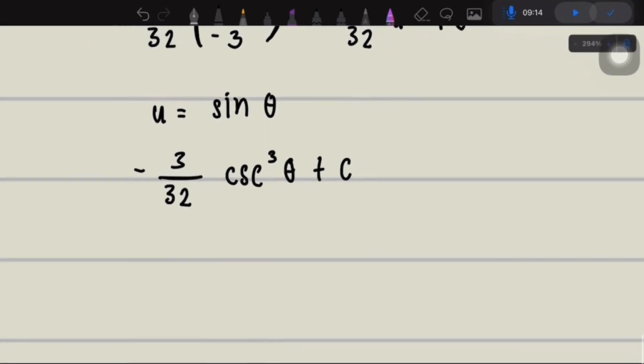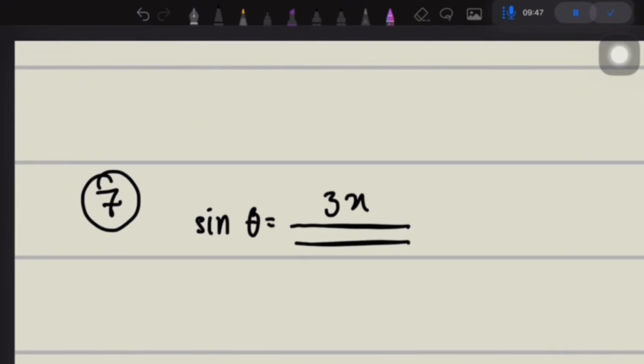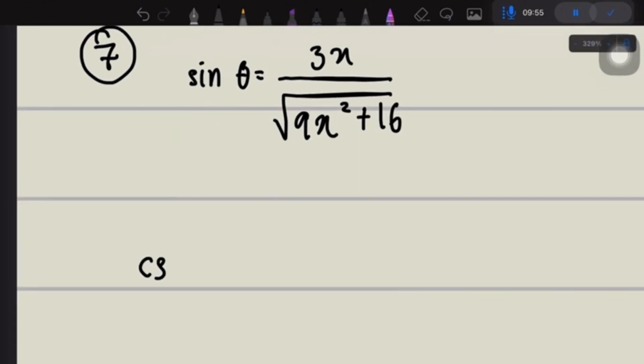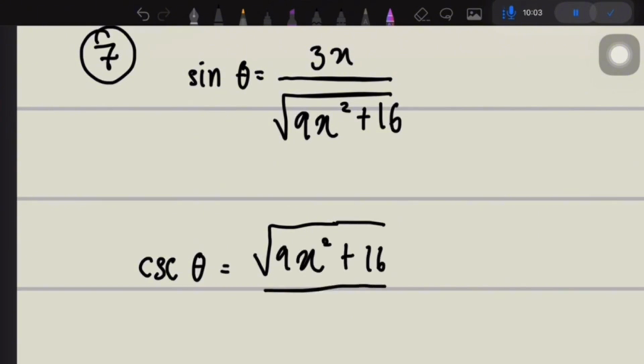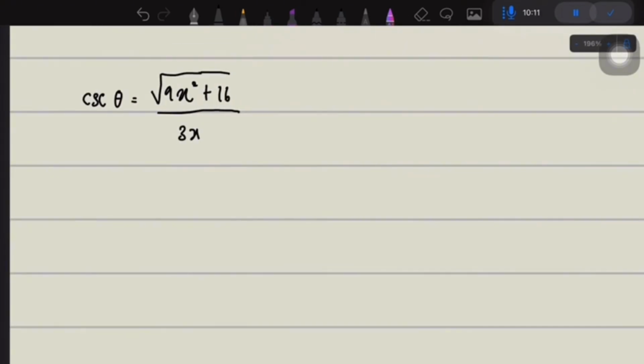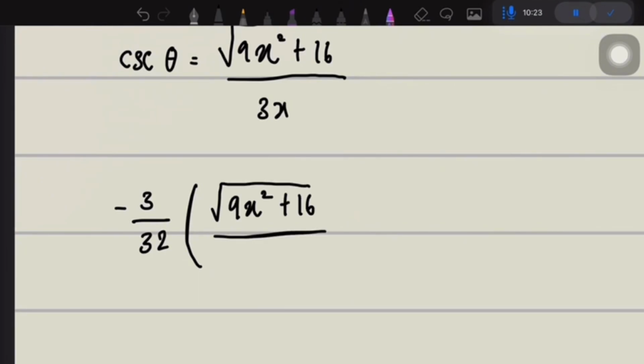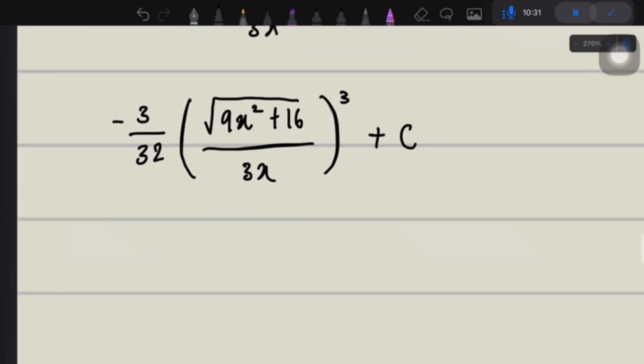negative 3 over 32 cosecant cube theta plus c. So from the reference triangle we get sine theta is equal to 3x over square root of 9x square plus 16. Therefore cosecant theta is equal to square root of 9x square plus 16 over 3x, and then substitute into the answer, 9x square plus 16 over 3x cube plus c.